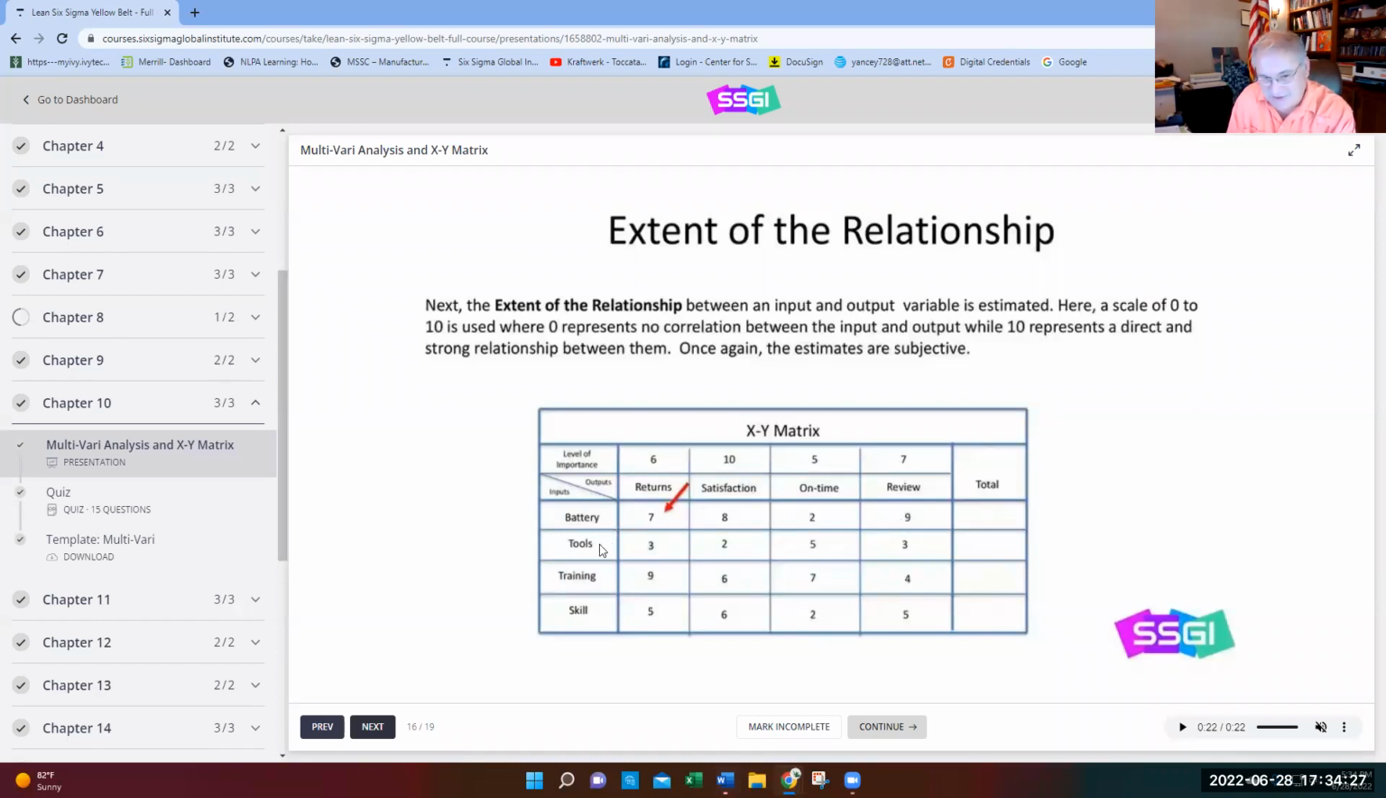They assign those same numbers to tools for new technicians, training for new hires, and the skill level of the new hire employees.